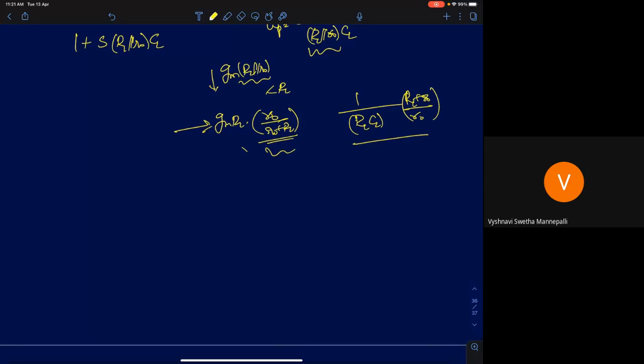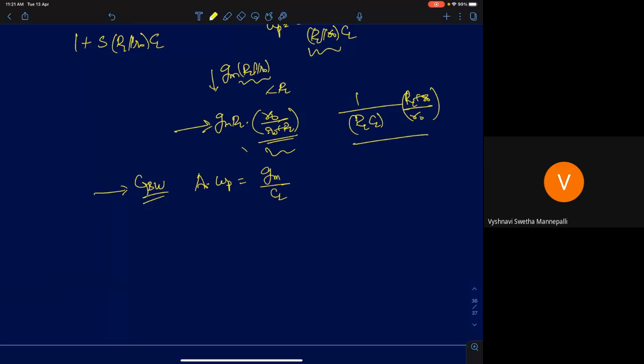Therefore, the product of gain A0 times omega p, which we called the gain bandwidth product, GBW, remains the same. That is simply equal to Gm upon CL. It is independent of RL and r0. We will probably see later the significance of this term, gain bandwidth product. It's a very important term.